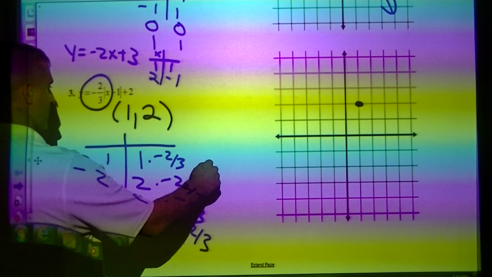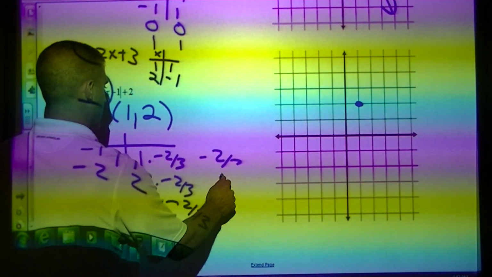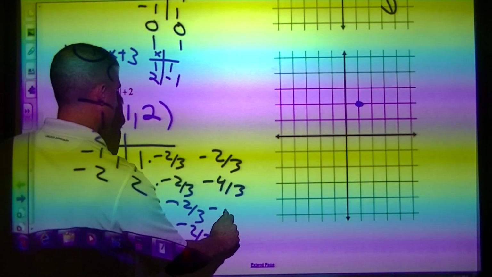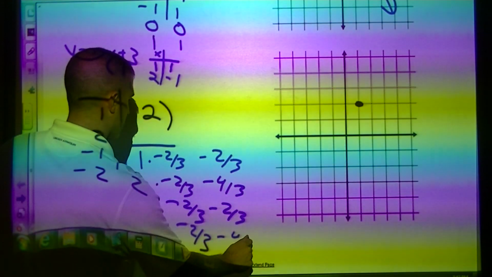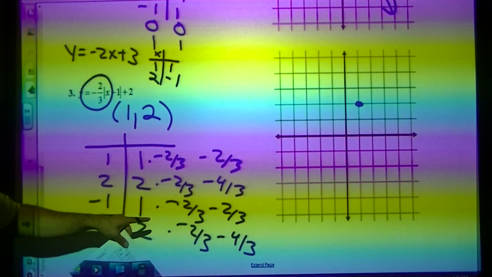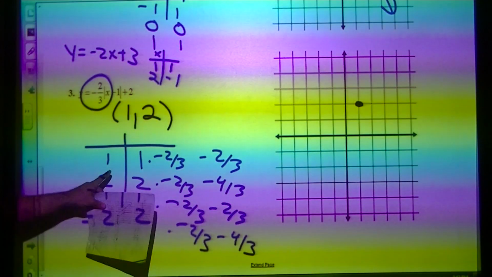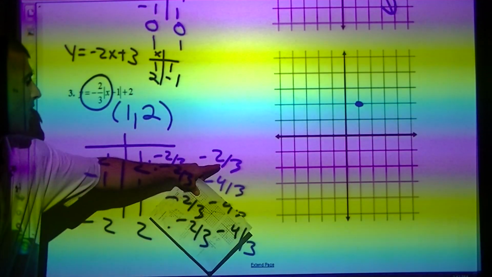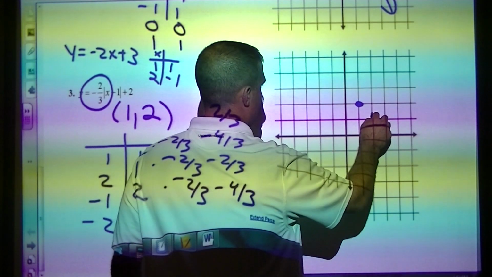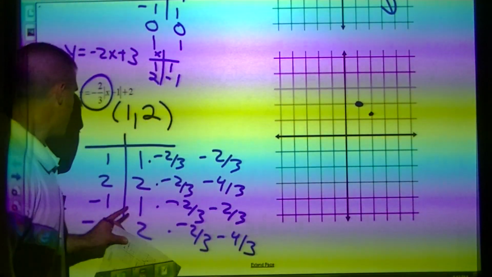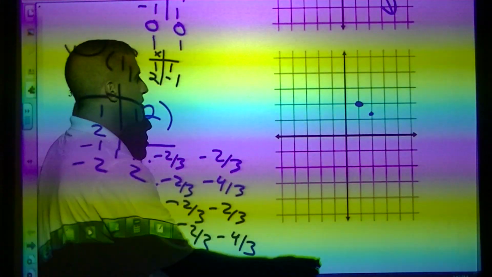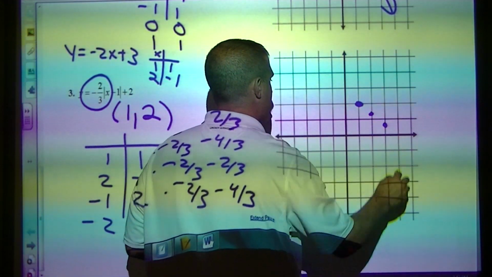Okay, and so I get negative 2/3, negative 4/3, negative 2/3, negative 4/3. Negative 4/3 is a little over 1, negative 2/3 is a little under. So I'm going to go right 1, down less than 1. All right, so down about right here. Then I'm going to go right 2, down a little bit more than 1, so about right there.